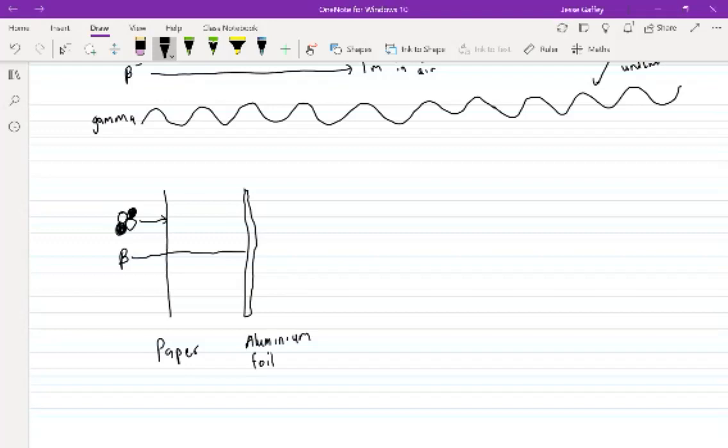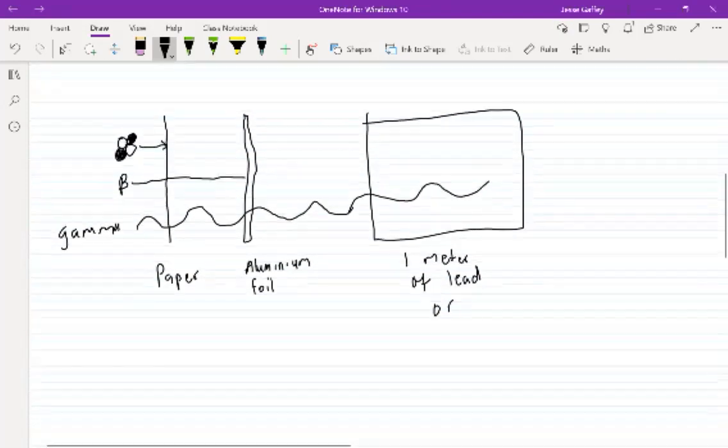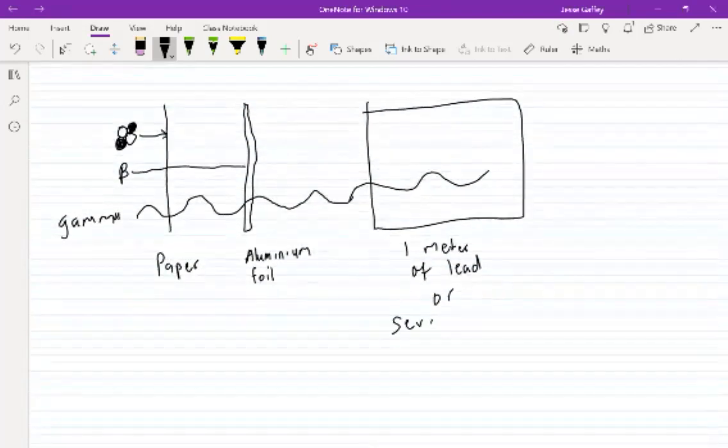So alpha particles are stopped by paper, beta particles are stopped by aluminium foil. Gamma rays will easily pass through these two materials. Easily, okay? And in fact, it will take a block of lead that's a meter thick. So 1 meter of lead to stop gamma radiation. Or if we were using a material like concrete, it would take several meters of concrete.